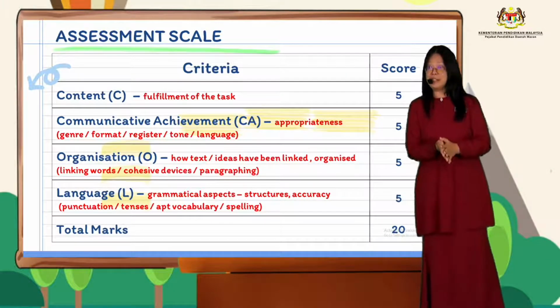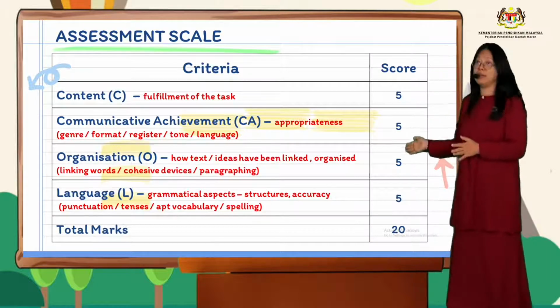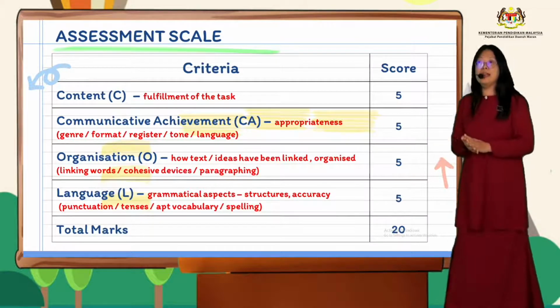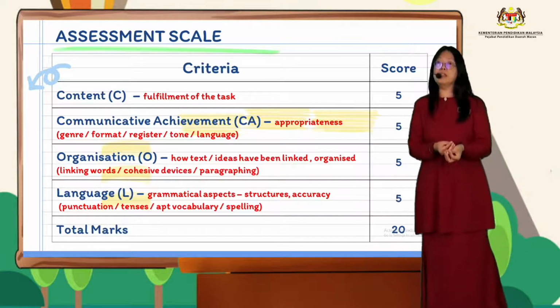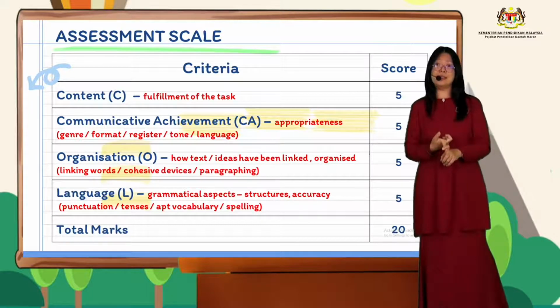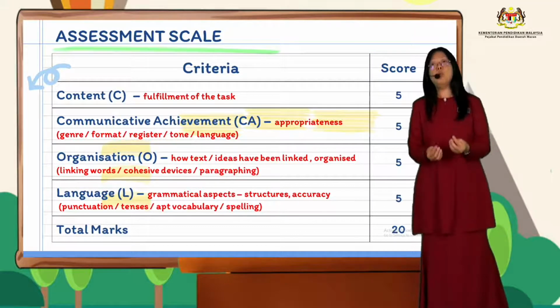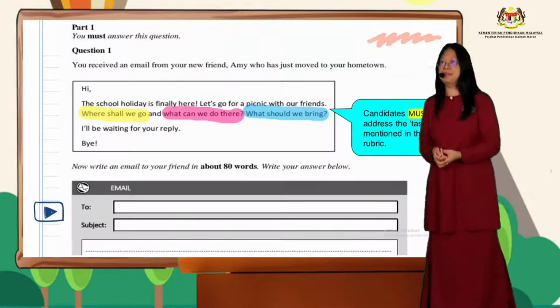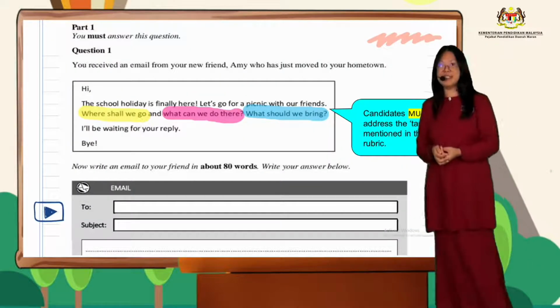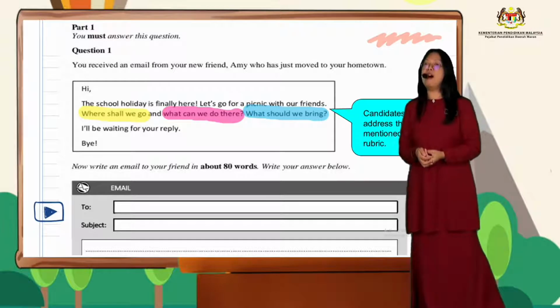That's for organization. Now let's look at language. When we talk about language, the focus is on grammatical aspects such as punctuation, your tenses, the vocabulary, and of course spelling. So the examiner will look at all 4 criteria and award you marks. So next, let's look at a sample question.